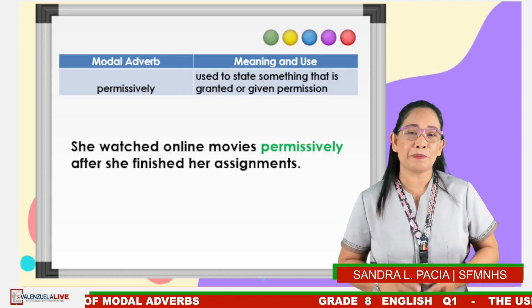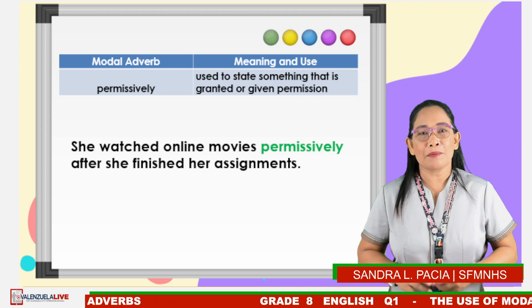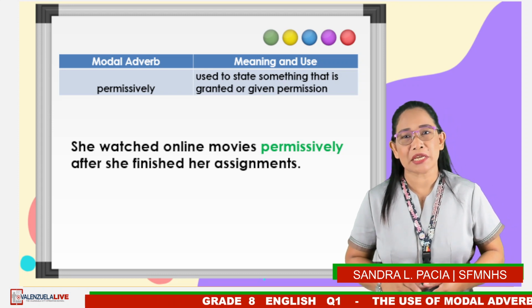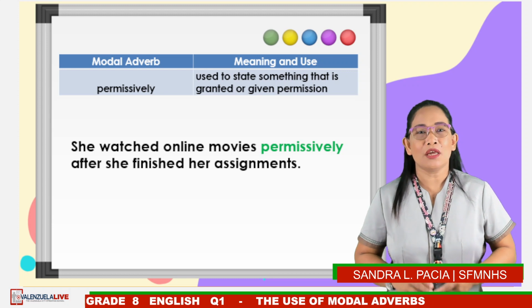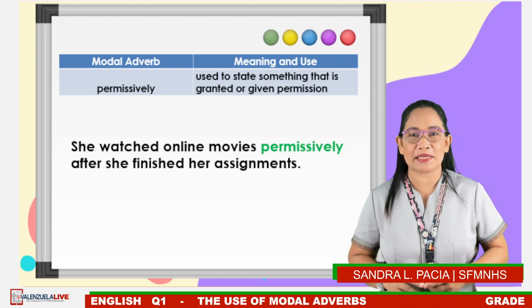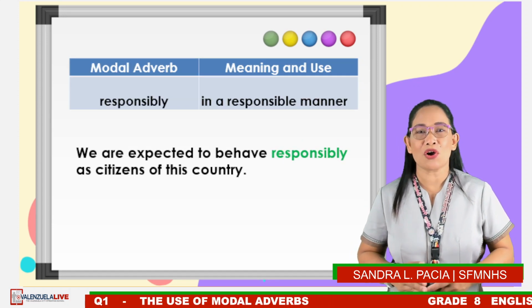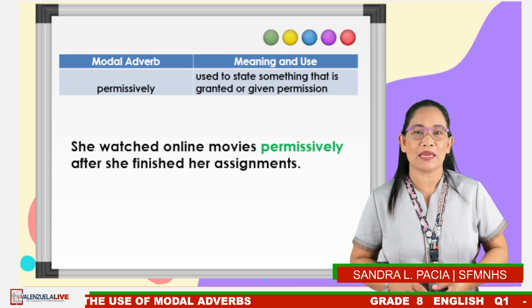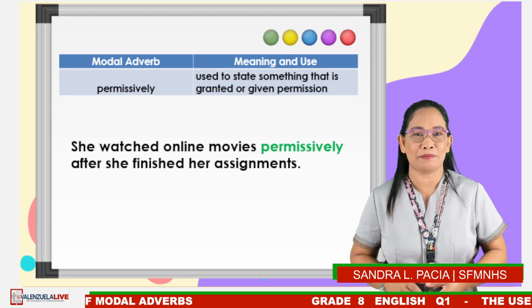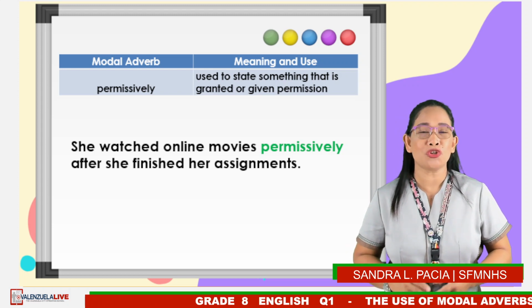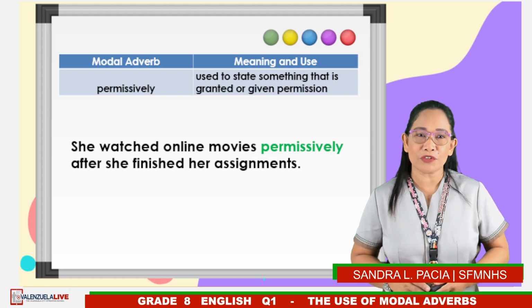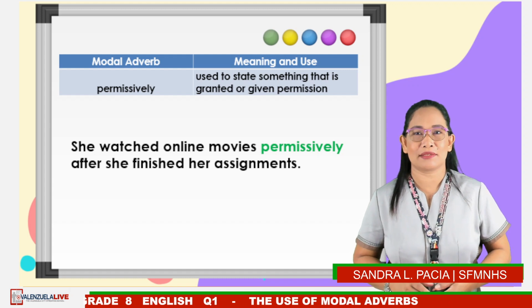What about the modal permissively? Permissively is used to state something that is granted or given permission. Look closely at this example. She watched online movies permissively after she finished her assignments. It means that the subject was given permission to watch online movies after she finished her assignments.